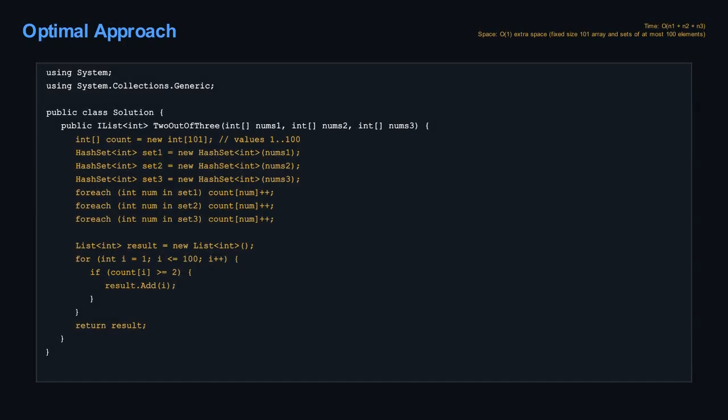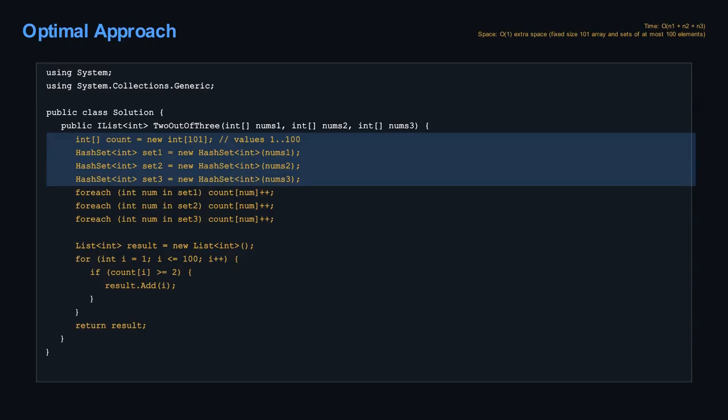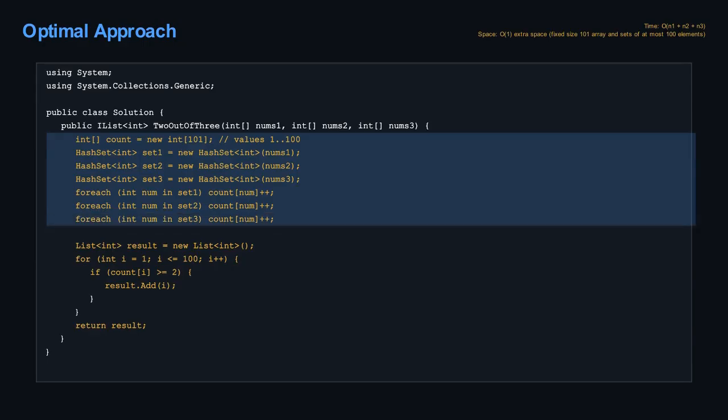The key insight here leverages the small constraint on the number values. They're all between 1 and 100. This immediately suggests using a frequency array. We'll declare an integer array of size 101, initialized to zeros, to act as our counter. To handle duplicates within each input array efficiently, and ensure we only count a number once per array, we first convert each input array into a hash set. This gives us unique elements from each array in constant time lookup.